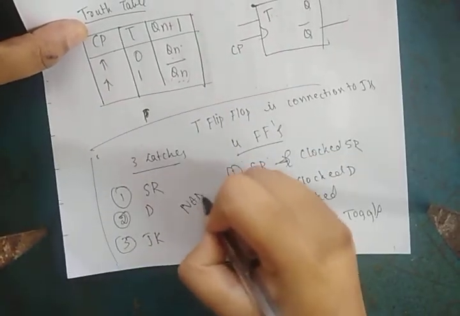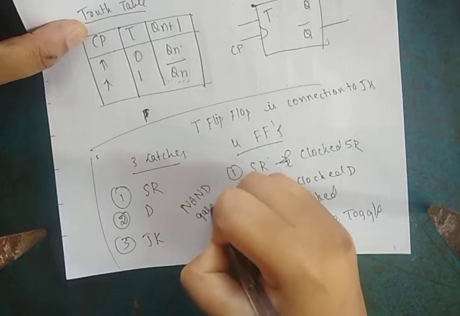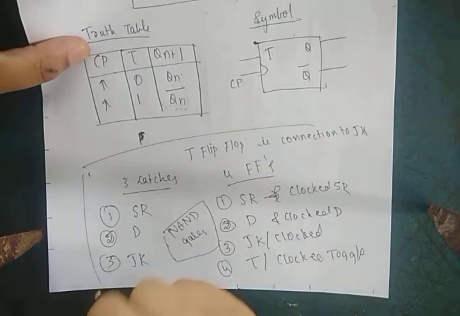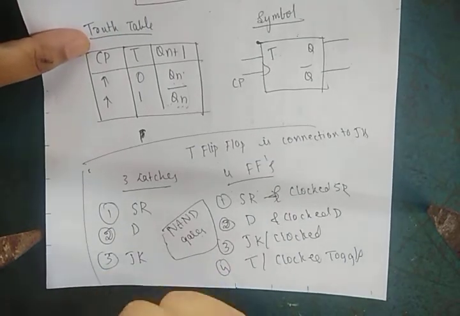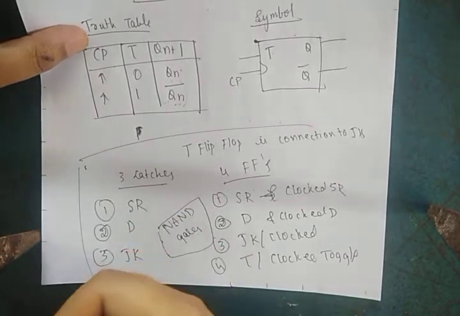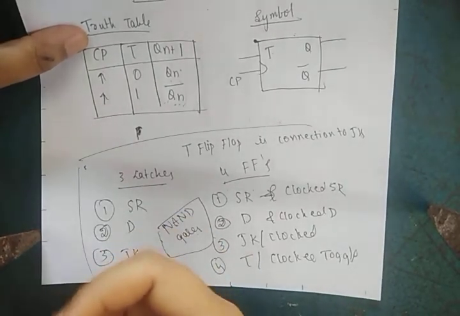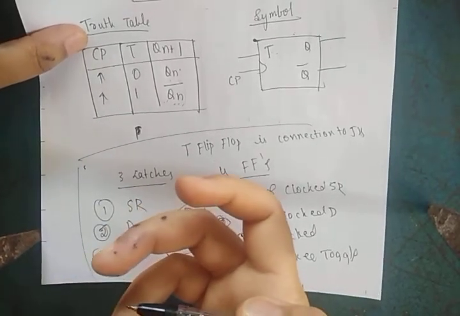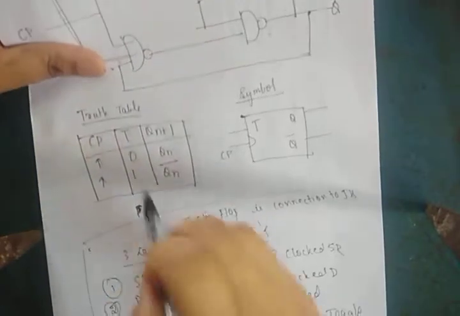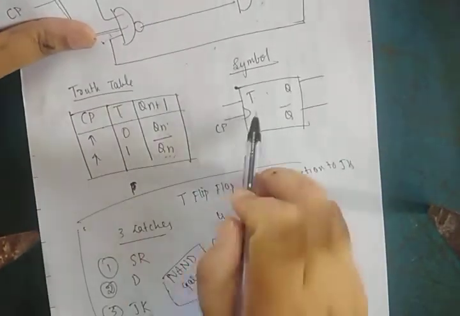But remember, for all these I'll be using what? NAND gates in the logic diagram. Only for explanation of the truth table I took NOR gate. So based on the question, if they ask you to explain in detail how the SR gate will work or how the truth table works, then you can go with the NOR gate. Or if they ask for any of the flip-flops, you can just put this truth table and explain the truth table.